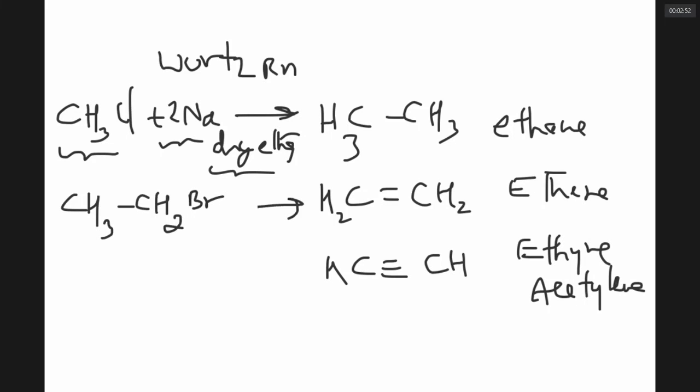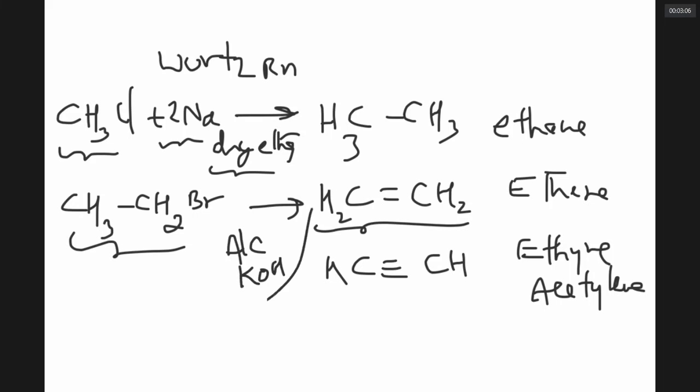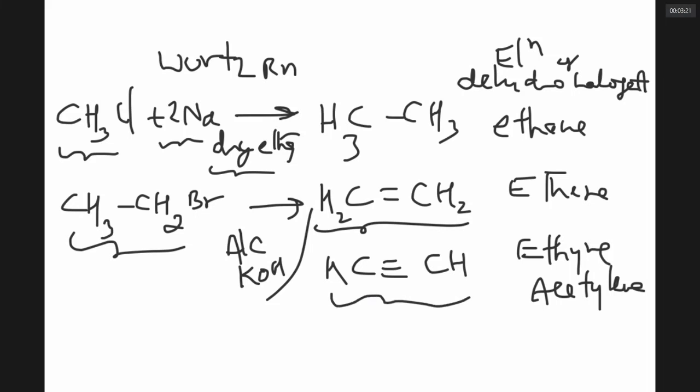what reagent can convert ethyl bromide into ethene? Sir, alcoholic KOH. Perfect. And what is the name of reaction given to this? Elimination reaction. It is called elimination reaction or dehydrohalogenation. Now, how to get this compound?